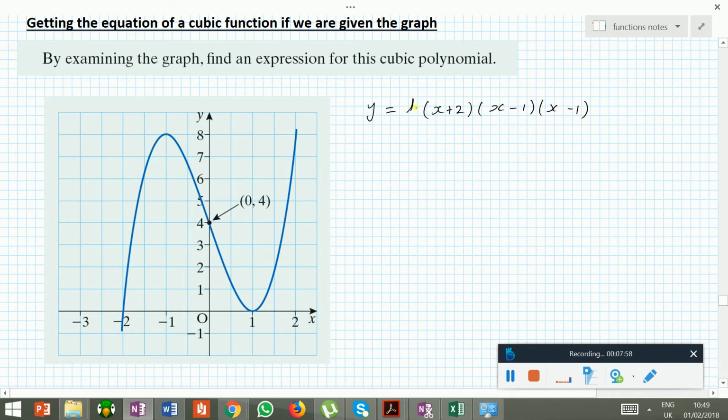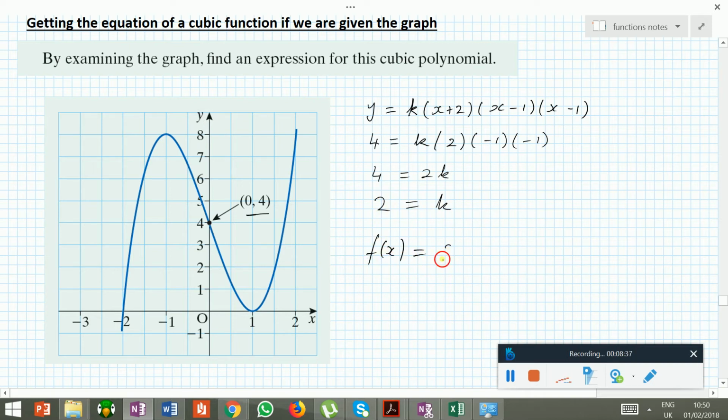Now, there may be a multiplier in here. The multiplier is often 1, but we have to check, it may not be in some cases. So in order to find the multiplier, what we do is we look at the point in the graph that we're given at 0, 4. So when x is 0, y is 4, so we put that in. K times, okay, x is 0, so you get a plus 2. X is 0, you get a minus 1. X is 0, you get a minus 1. And you get 4 equaling, minus minus gives you plus 1 times 2 is 2, 2k, and then k is equal to 2.